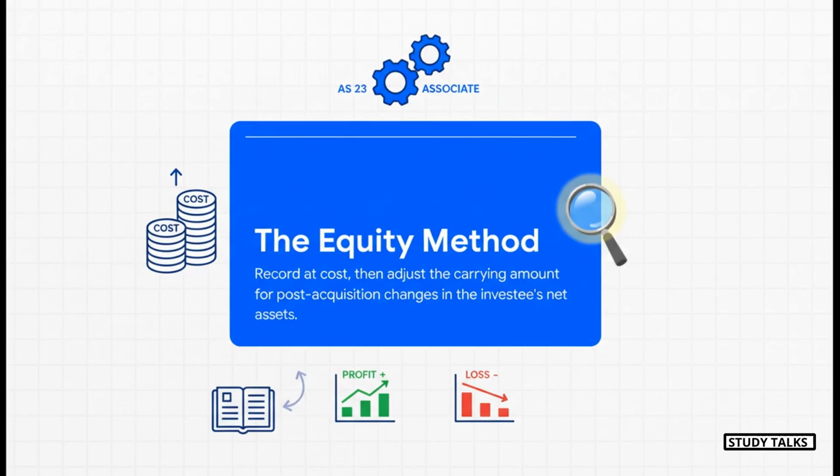The easiest way to think about it is like you're in a partnership. Your investment isn't just a static number that you record once and forget. No, it's a living thing. When your partner, the associate, makes a profit, your investment value goes up. When they make a loss, your investment value goes down. You are directly linking the value of your investment to their performance.